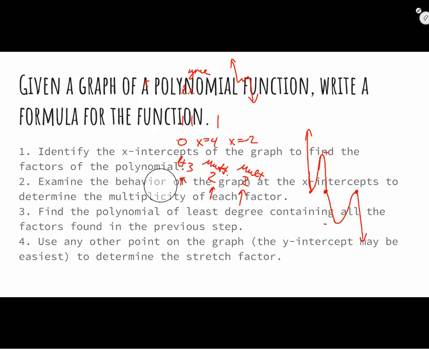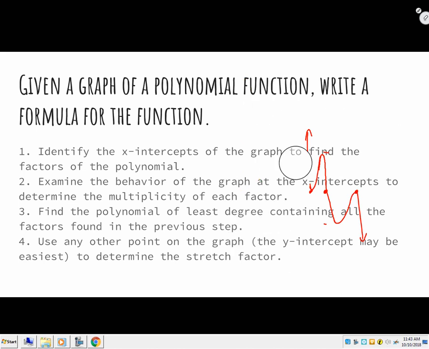Let's try these in reverse. I love working problems forwards and backwards. So working this in reverse, I still want to find my x-intercept first. Look and see where the graph's crossing the x-axis, and set up some factors that involve those zeros.